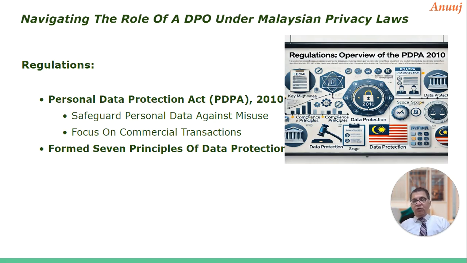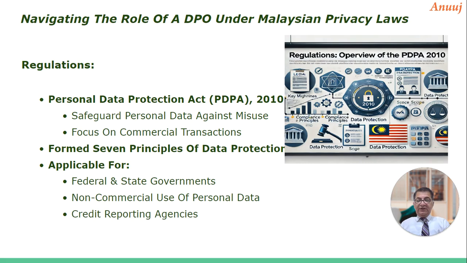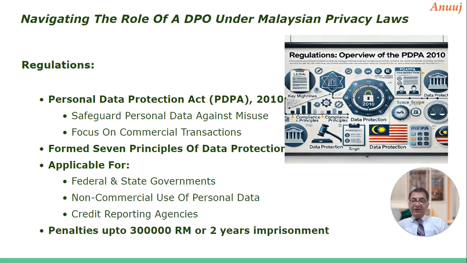Currently we are talking about the role of a DPO, and overall the act was applicable to the federal government, state governments, non-commercial use of personal data, and credit reporting agencies. As I said, initially they worked more on the commercial side. And the penalties were around 3 lakh ringgit, Malaysian currency, or 2 years of imprisonment for a breach, for the organization or the concerned authorities in the organization.